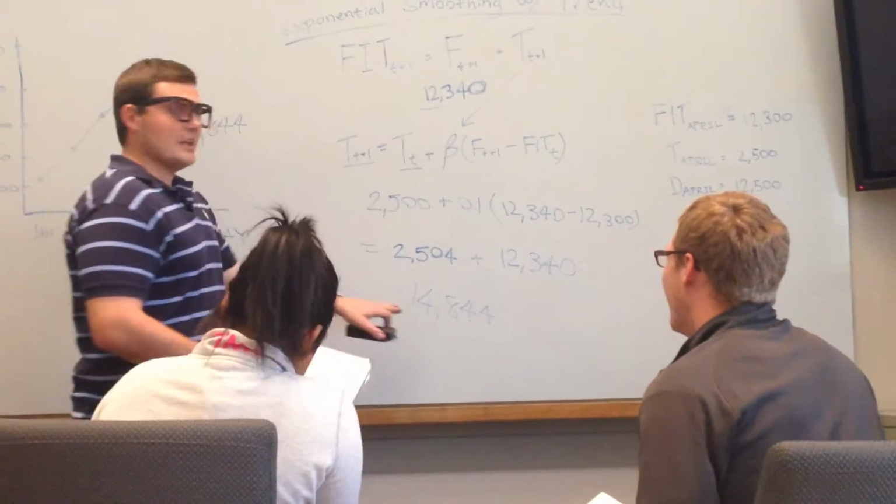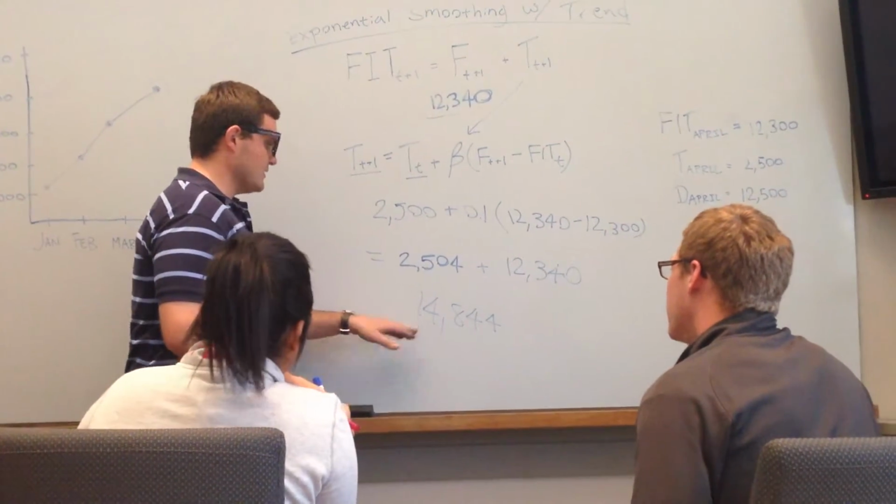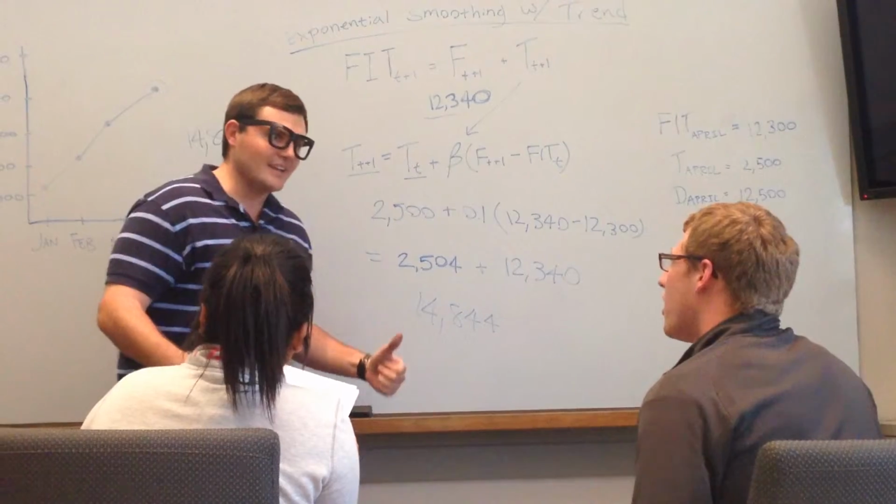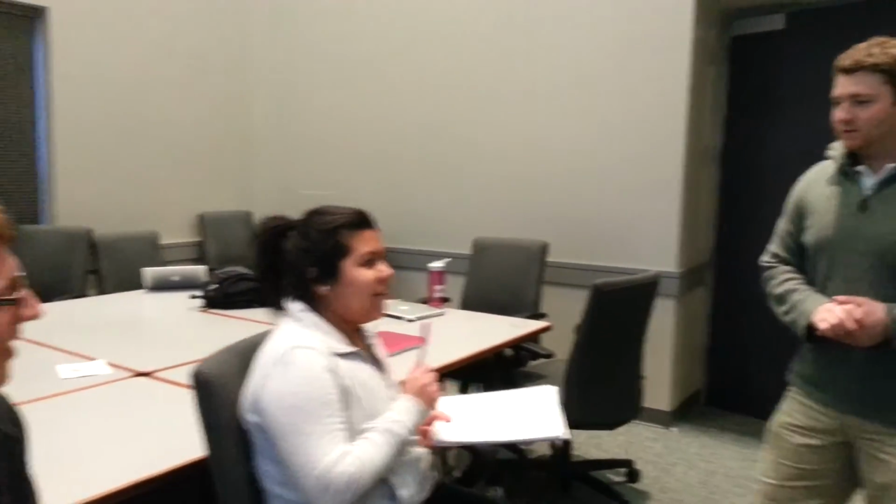So we predict that in May we will sell 14,844 textbook guides. We got it! Yeah! Looks like our forecast is done. Awesome. Oh shoot, and it's 4:50. We have to get our forecast in. It's almost 5 o'clock. Do you have a forecast for me? We do, and we did it all ourselves.